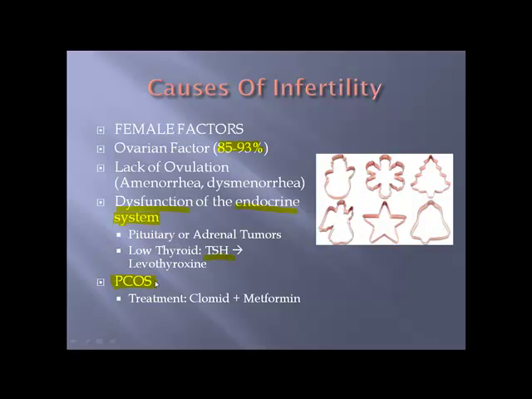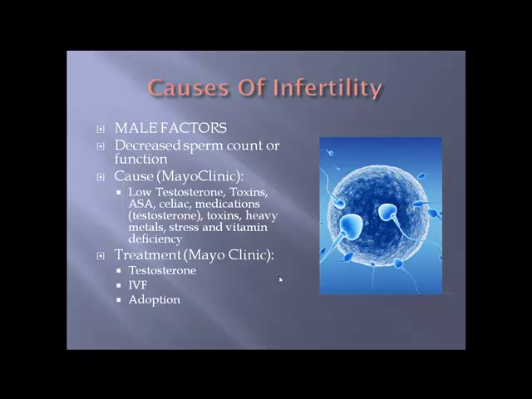So these are really the vast majority, really functional problems. These problems should be treated with functional endocrinology versus looking at this type of treatment. Male factors: decreased sperm count or function, and this is the cause via the Mayo Clinic. Low testosterone, toxins, anti-sperm antibodies.